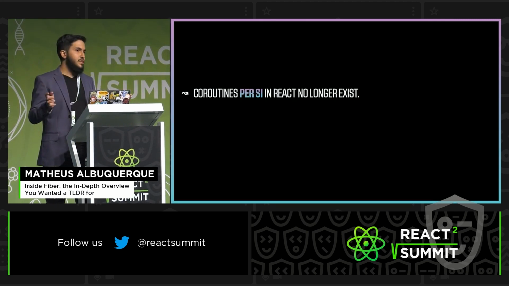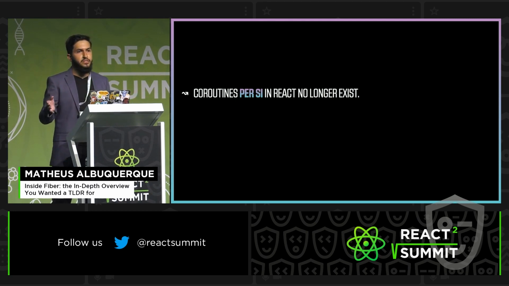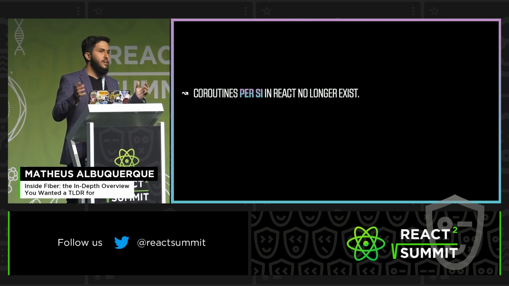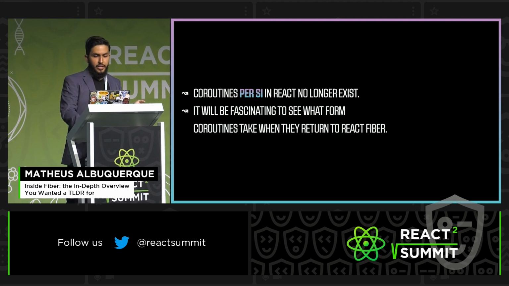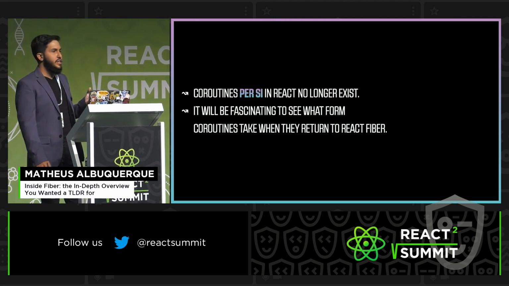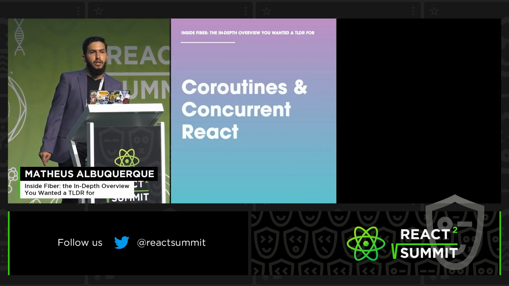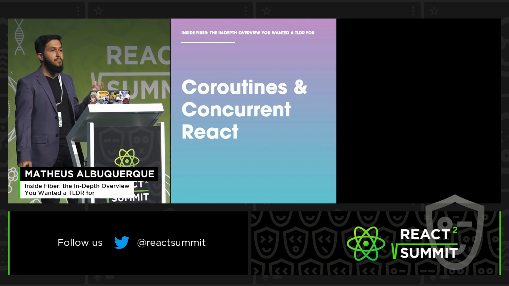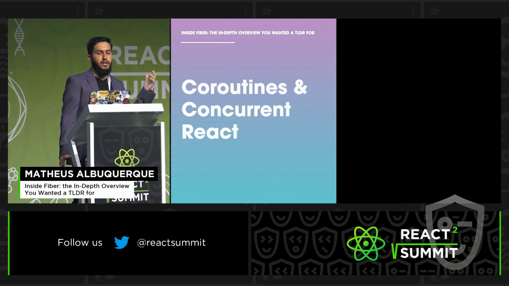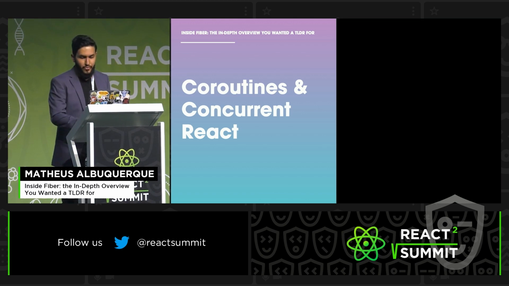But the thing is that coroutines per se in React no longer exist. They faced challenges, for example, optimizing those and memoizing, etc. They no longer exist, but I admit it's going to be really interesting to see in which form this is going to come up in the future. But what we can do is talk about how coroutines as an abstraction might have influenced concurrent React. That is one of the most trending things we're talking about recently.